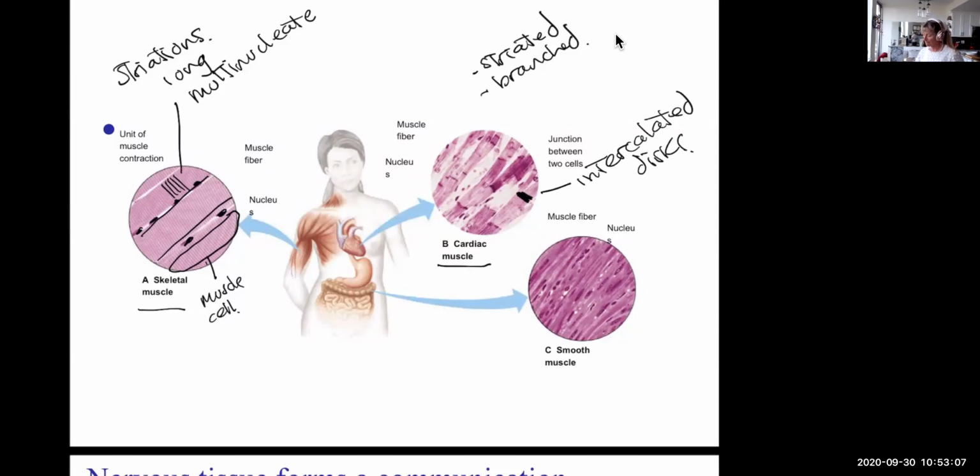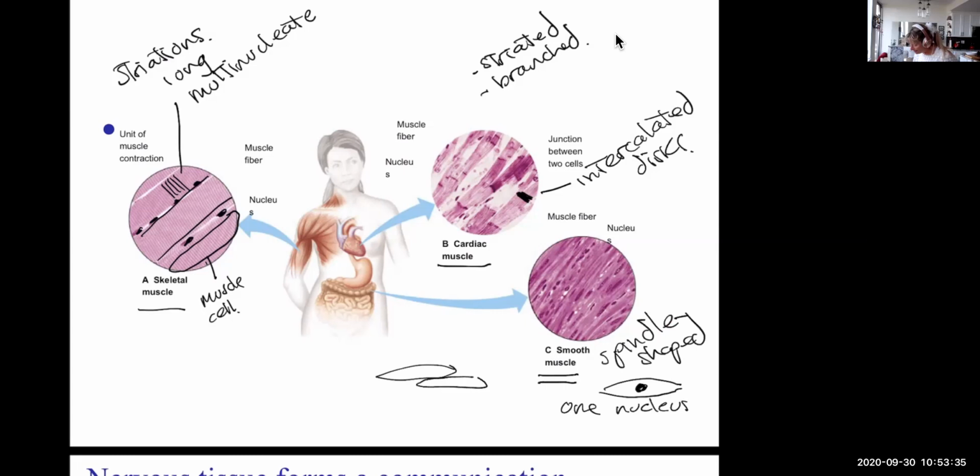Cardiac muscle. Smooth muscle is differently shaped. It's spindle shaped. That's a shape something like that. It has one nucleus. I'm not drawing this all that well, but they do manage to be quite tightly packed, smooth muscle.